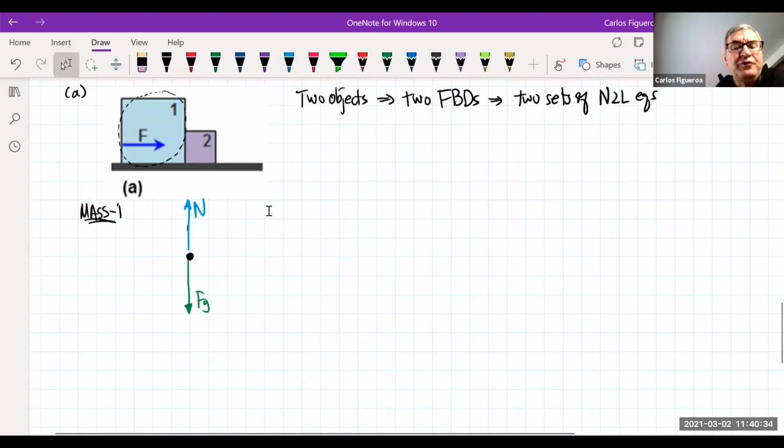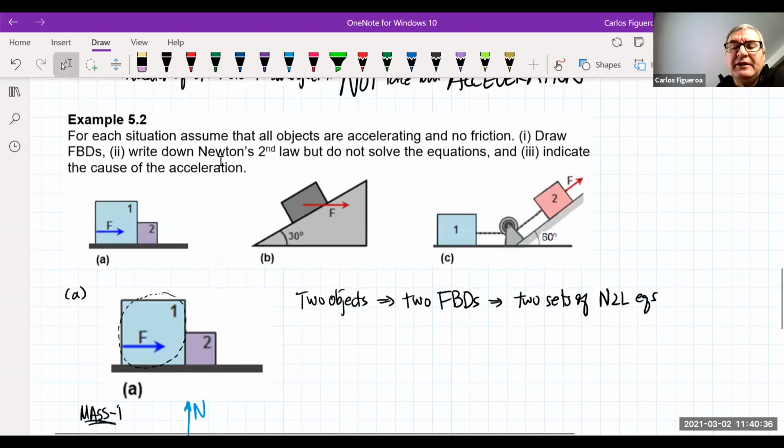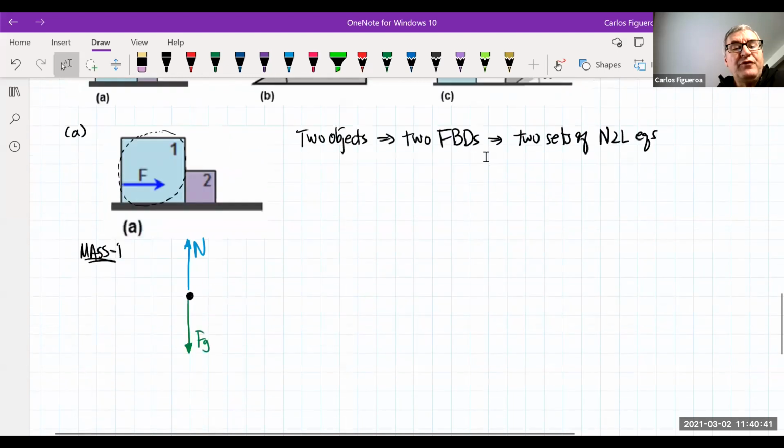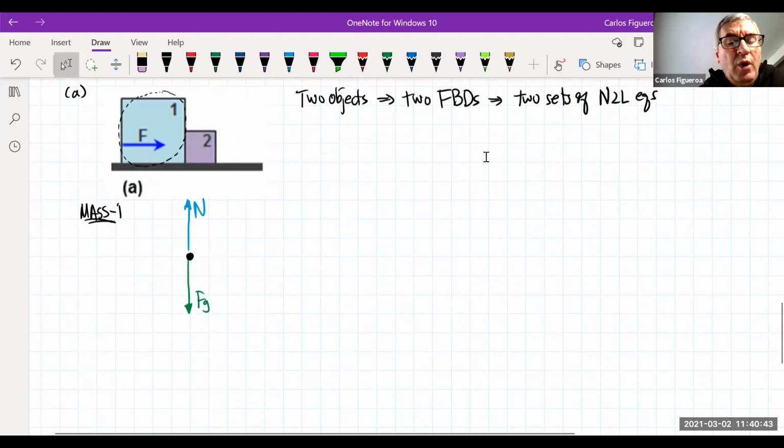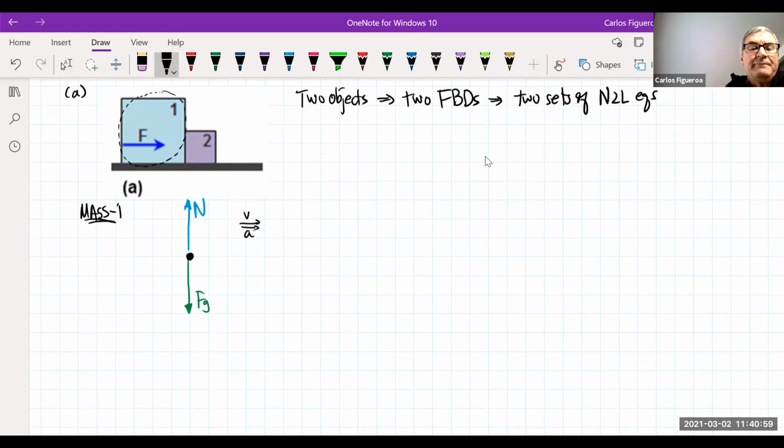Now, should I assume friction in this case? It doesn't say that there's no friction. Oh, it does right there. It says no friction. So if there's no friction, what are the forces acting on block 1 horizontally? Well, the assumption is that it is accelerating. So look, there's a force F here.